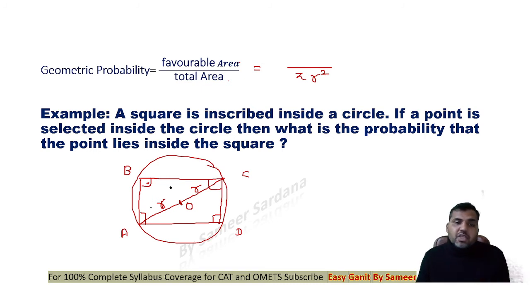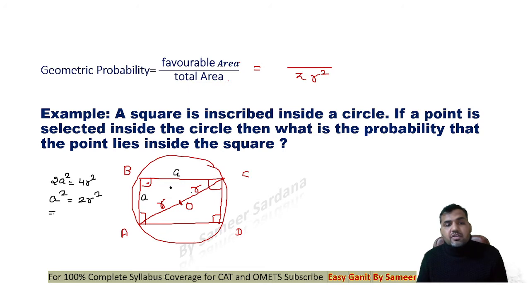And to find the area of the square, what you need is the side. Now this is r, this is r. Let's say the side is a. Then by the Pythagoras theorem, 2a square will be equal to 4r square. That means a square will be equal to 2r square, so a will be equal to root 2 r. If a is root 2 r, the area of the square would be side square, that is root 2 r whole square, that is 2r square upon pi r square.